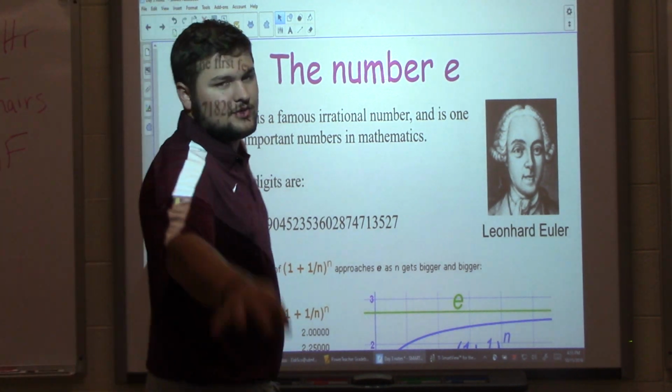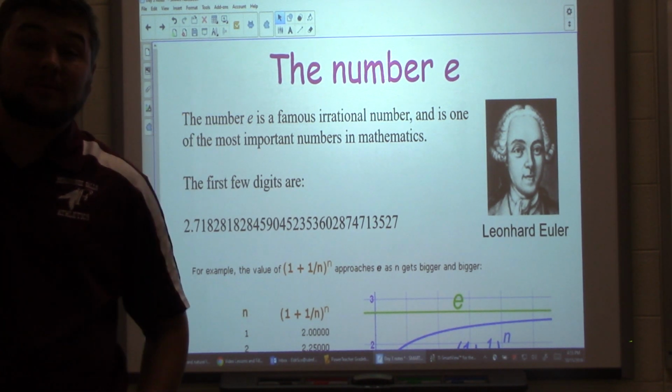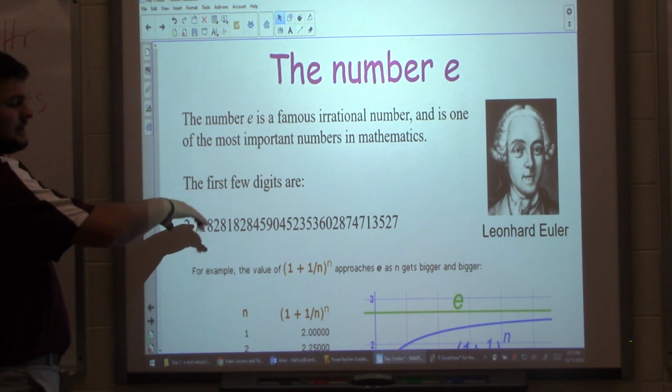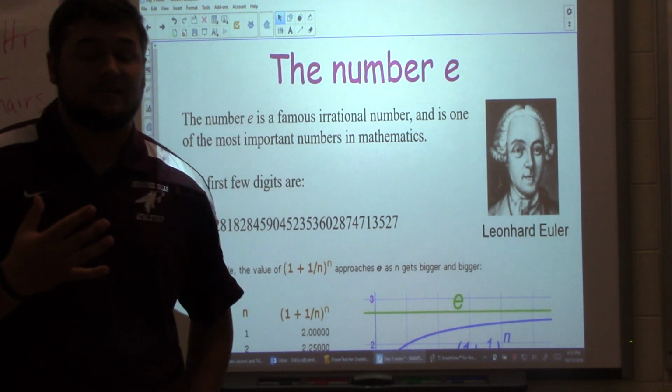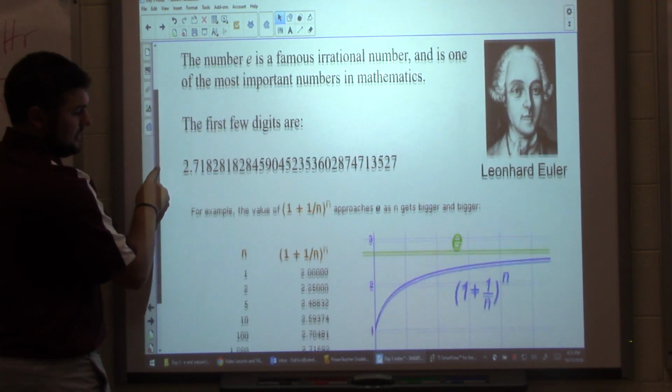Alright, ladies and gents, day 3, talking about natural log and the number e. So the number e, famous irrational number, one of the most important numbers in math. We use it with our natural log. First few digits, 2.7182, so on and so forth. You can read it. Right? So our number e is what we call our natural base.